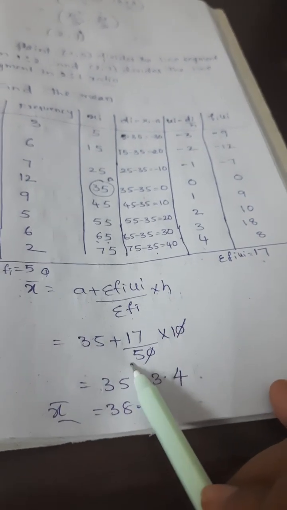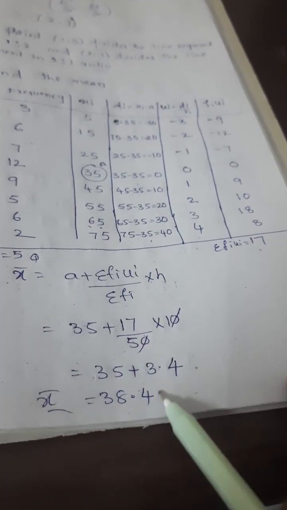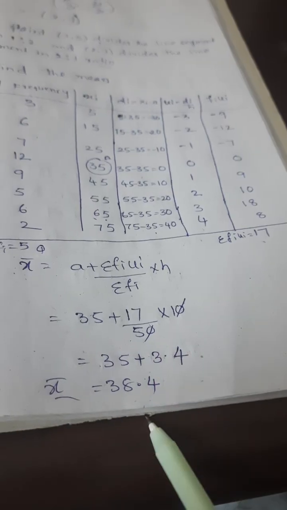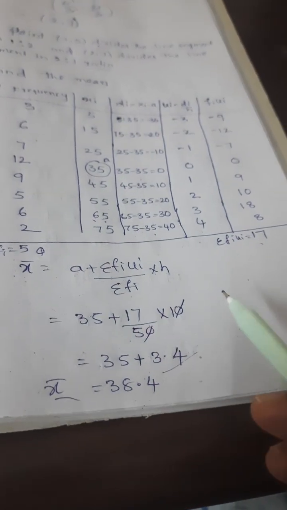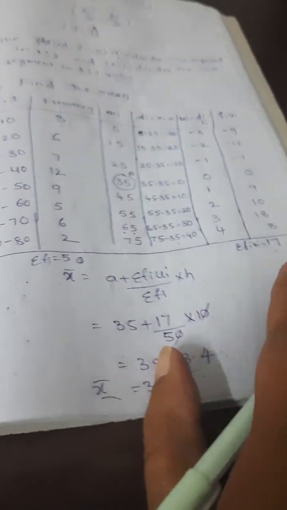So 10 ones are 10, 5 fives are 50. We should divide 17 by 5. We will get 3.4. So 35 plus 3.4 is 38.4. This is the mean of the given data.